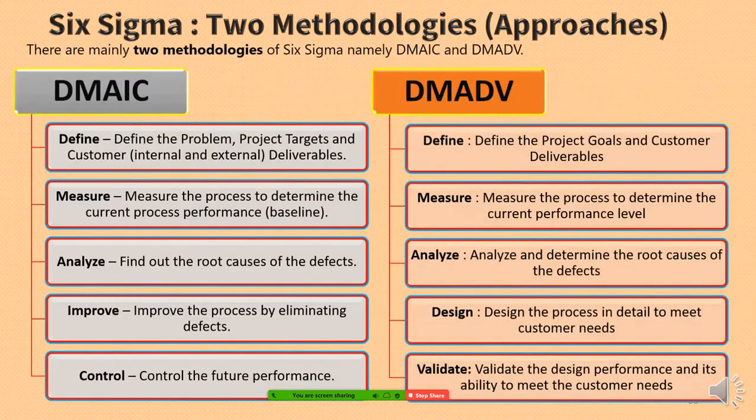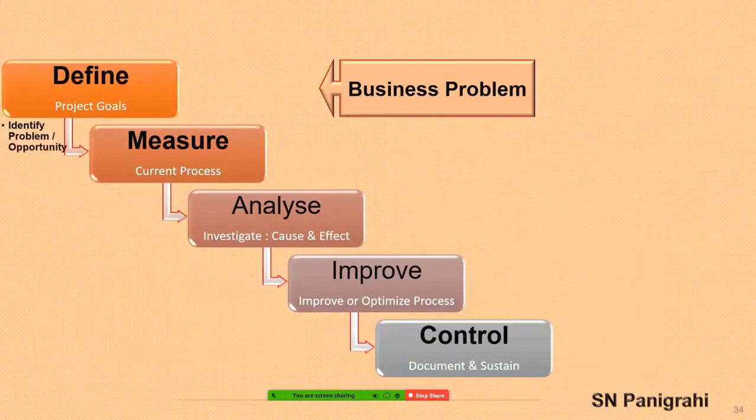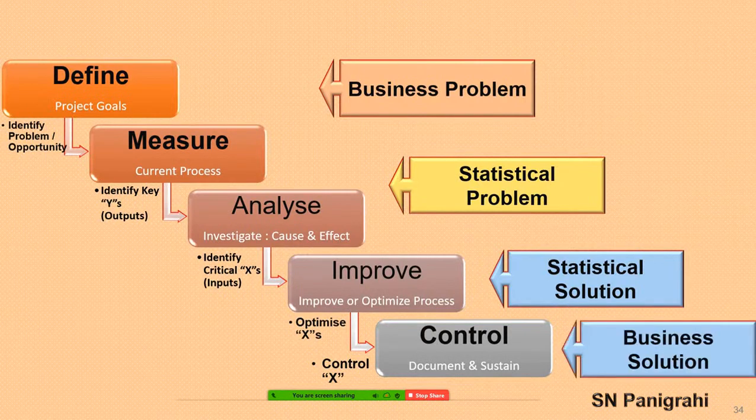Now let us understand the two methodologies. As we understood, there are two methods or approaches. One is DMAIC, which is for existing processes or existing products. For new products, for example new designs, when we start a new car design, we start with DMADV, that is define, measure, analyze, design, and validate. So one is for existing processes, and another is for new processes. Generally we talk about DMAIC, which is for improvement of existing processes.